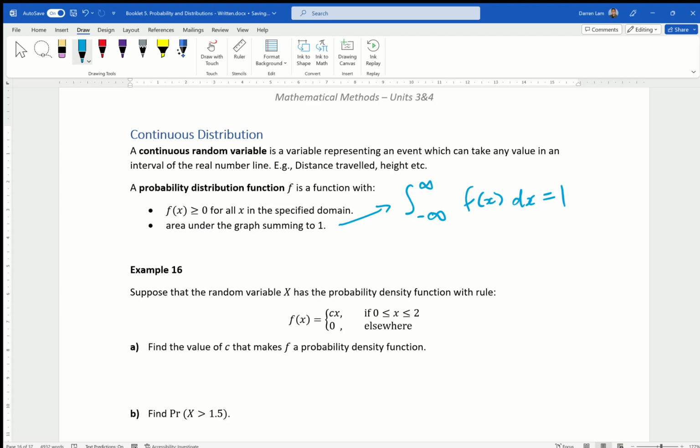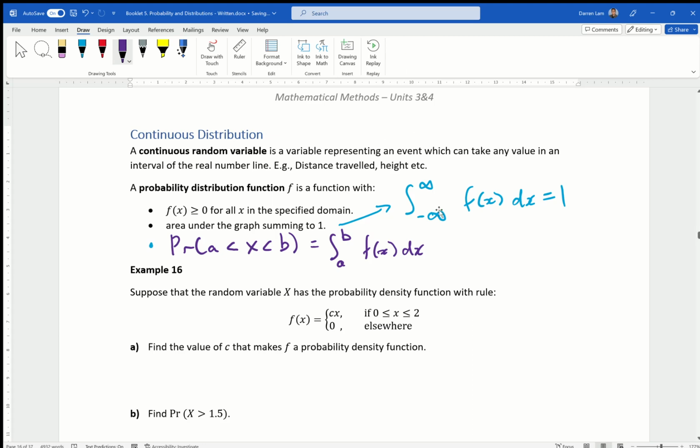The last one, which is less of a condition and more of a statement, is this one right here, where the probability of x being between a and b is equal to the integral from a to b of f of x dx. Which just means the probability of something being, for example, between 1 and 2 is the area of the graph under 1 to 2. That's all it's saying. Any questions?